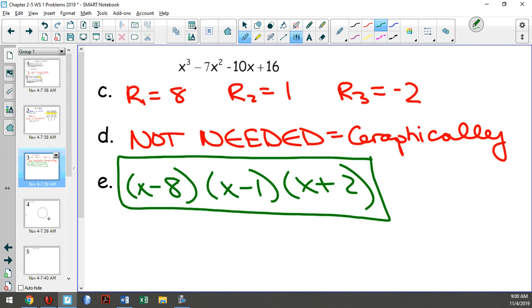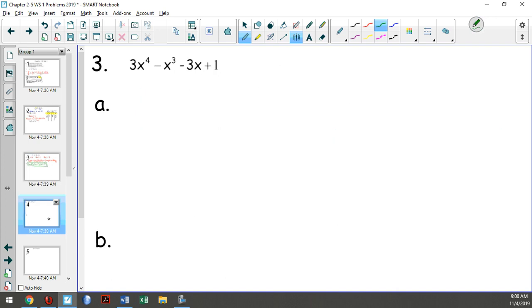Okay, number 3. Number 3, step 1, what do I do? What's it ask for? I need to do P over Q. So if I'm going to do P over Q, what is P? 1. What are all the factors of 1? Plus and minus 1, right? What is Q? 3. So what are all my factors of 3? Plus or minus 1 and 3.